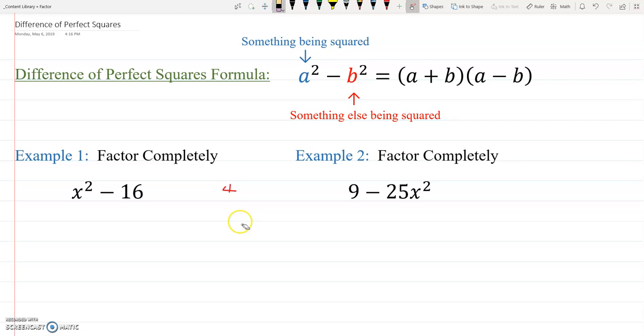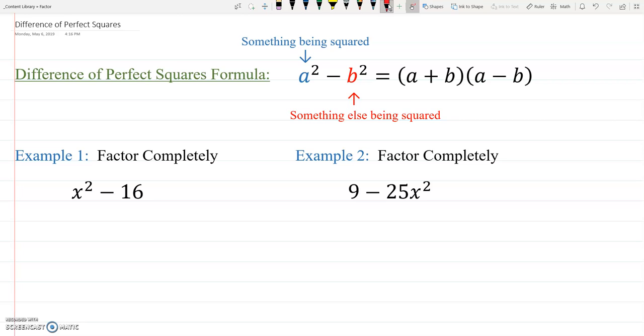We were looking for 2 perfect squares, and then they are being subtracted. So in example 1 here, we have x squared, so something times itself is x squared. We have 16, something times itself is 16. Okay, so this is a difference of perfect squares problem.